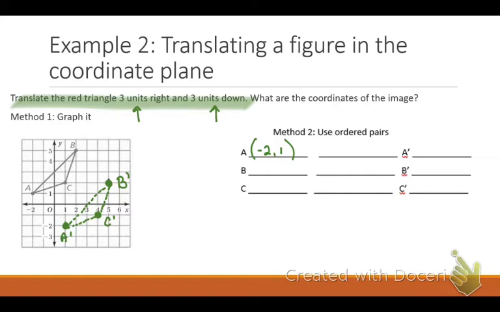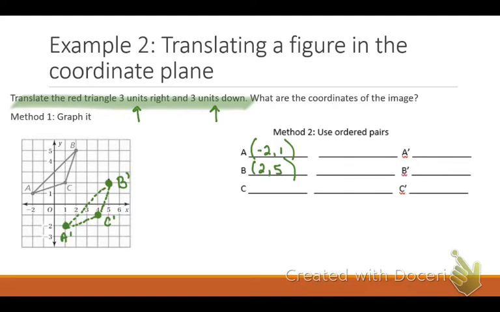What ordered pair represents point B? What do you guys think? Haley? Yes, very good. 2, 5. So, Hudson, we're just writing down the ordered pairs for the original figure. So B was at 2, 5. And now we're going to do C. So what is the ordered pair for C? It's going to be 1, 2.